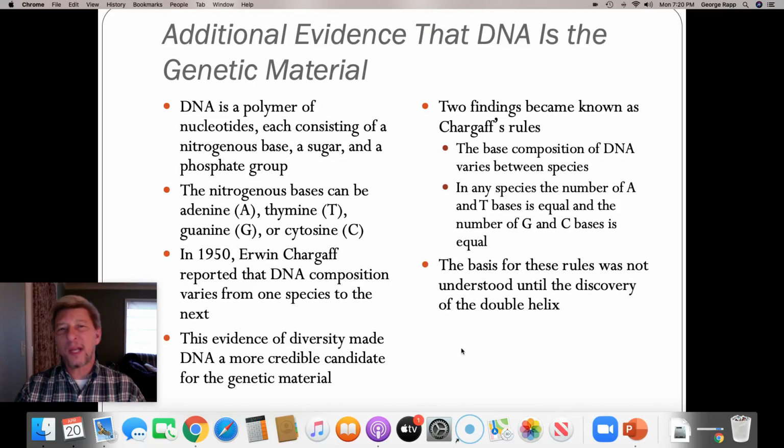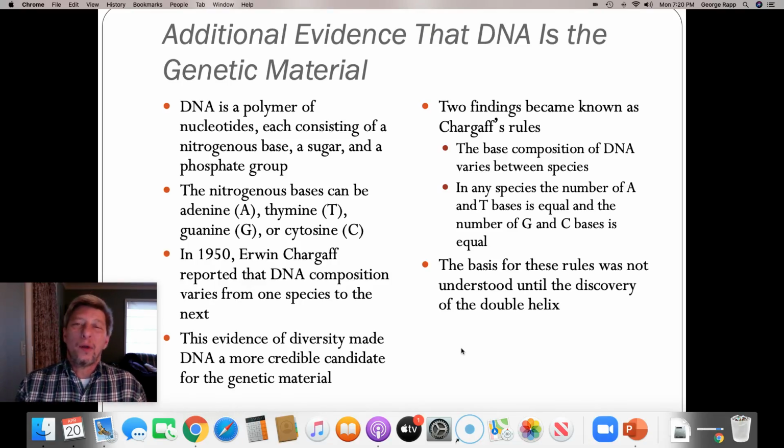We know that DNA is a polymer, so it's made up of many, many repeating units. And each of those units is known as a nucleotide. Each of the nucleotides consists of three parts: a nitrogenous base, a sugar, which we now know is deoxyribose, and a phosphate group. Now, the nitrogenous bases come in four different flavors: adenine, thymine, guanine, and cytosine.